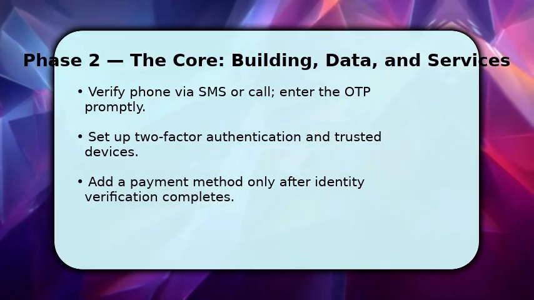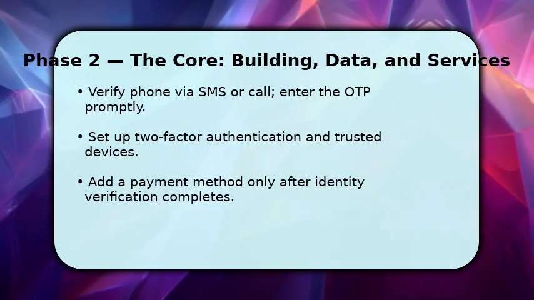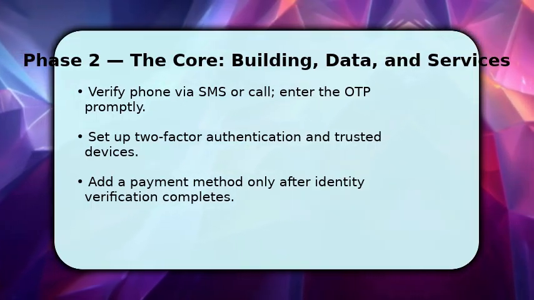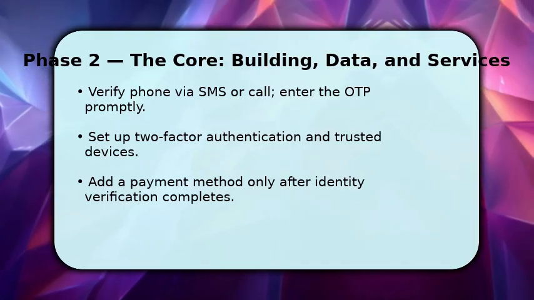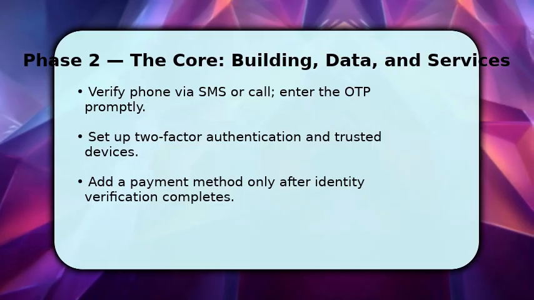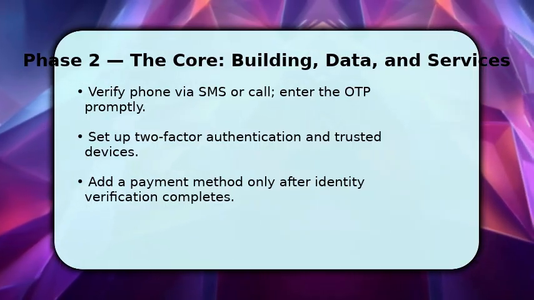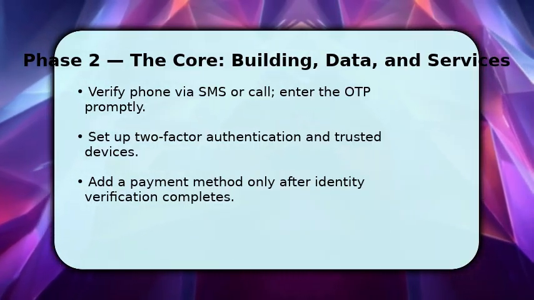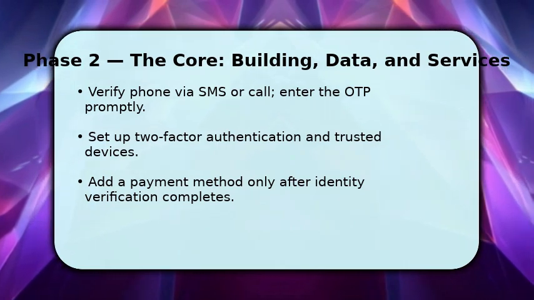This ties trusted devices to your account and prevents unauthorized access. Add a recovery email and set security questions because these help if you lose access. Once verification finishes, you can optionally add a payment method for App Store and subscriptions. Do this after your ID is fully validated.